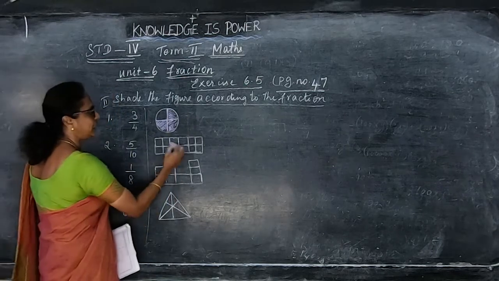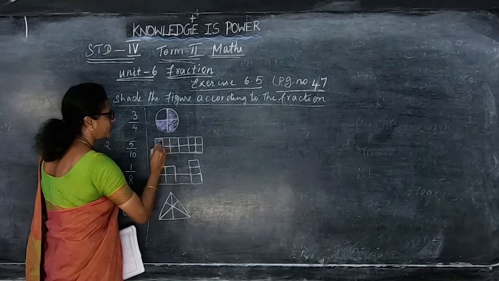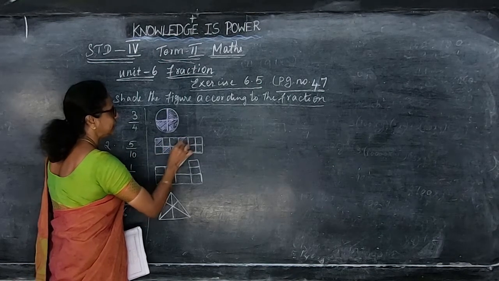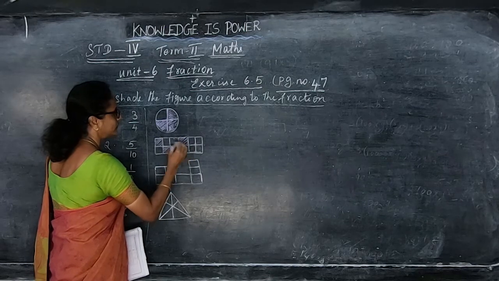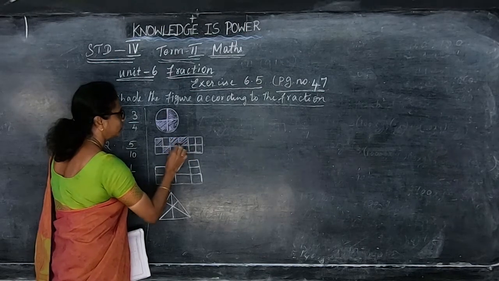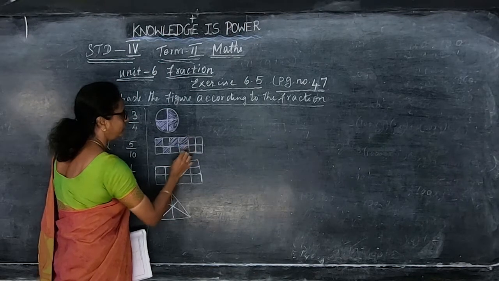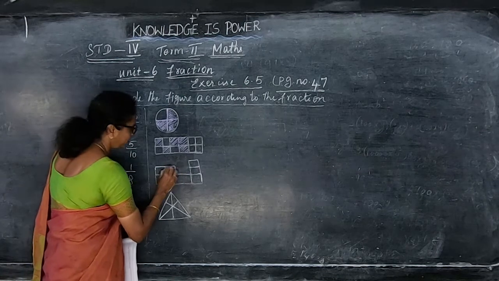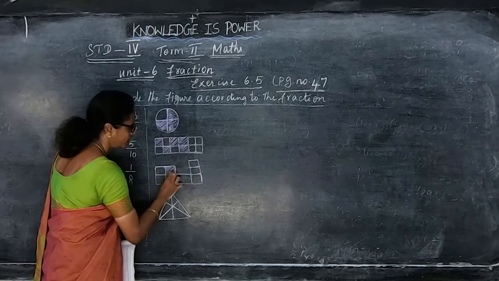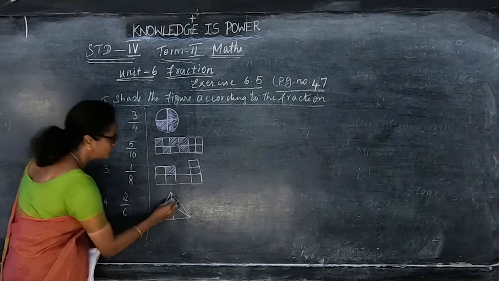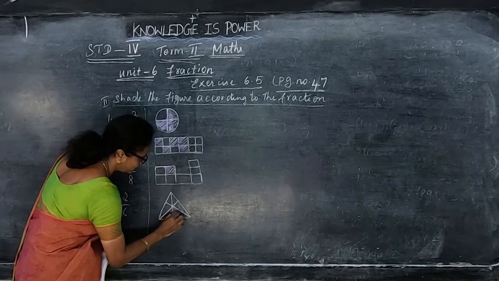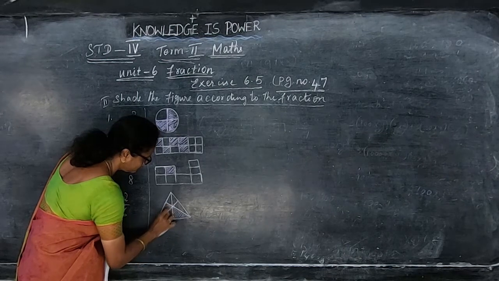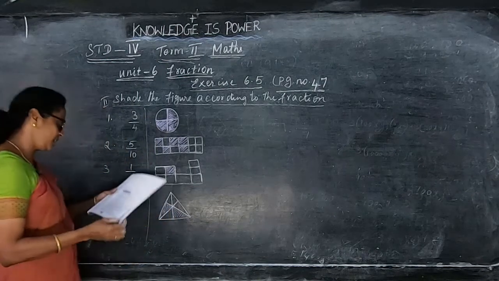Next 5 by 10. 10 parts are there. You can shade 5. 2. You can shade like this also. 3, 4, and 5. So anywhere you can shade 5 parts. Then 1 by 8. Any part you can shade, only 1. So of 8 portions, 1 here. 2 portions you can shade. So you can shade here 2 portions. Can you understand, children? It is very easy.